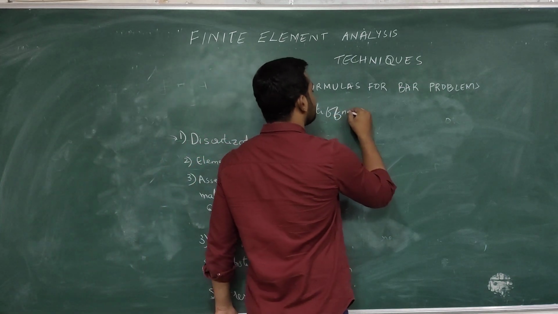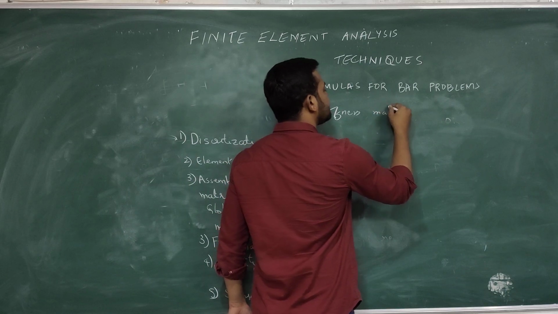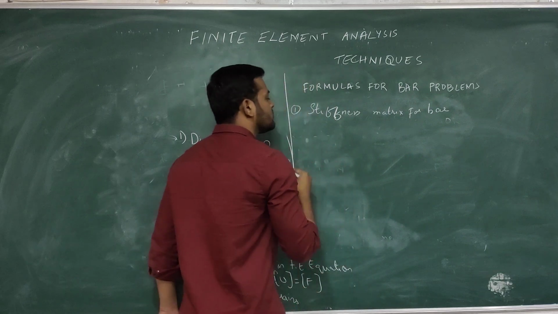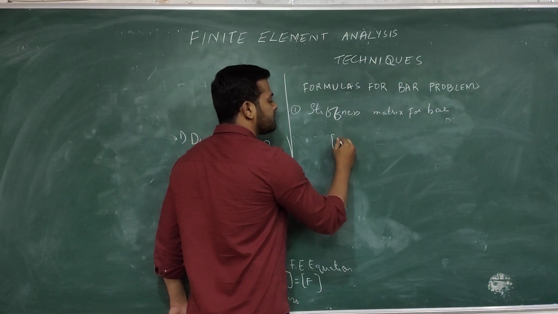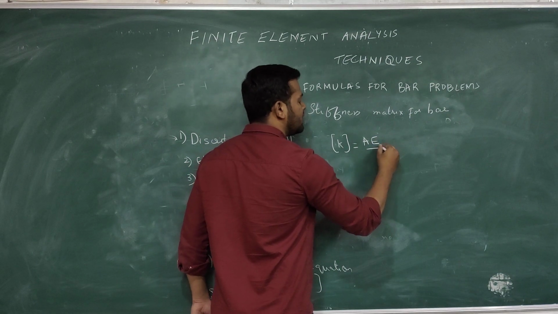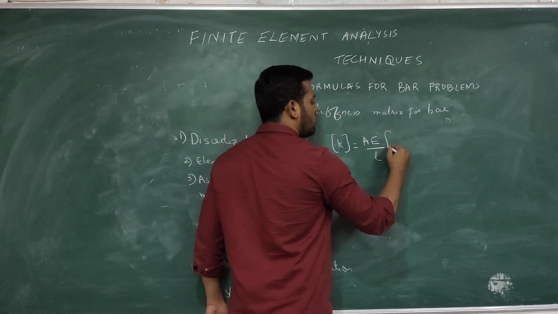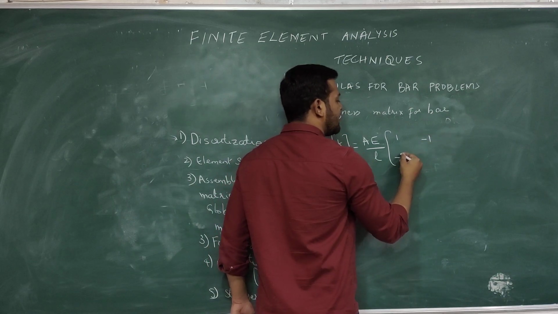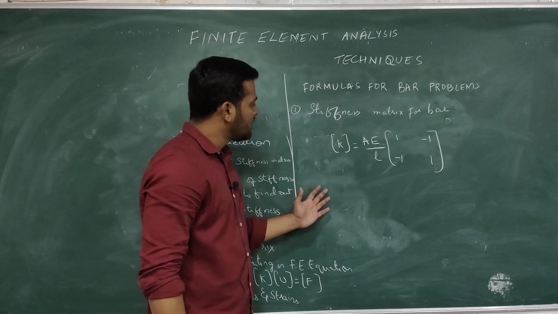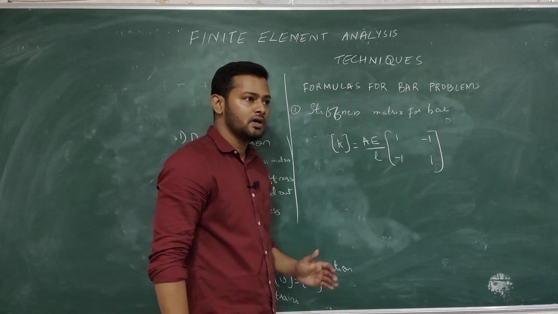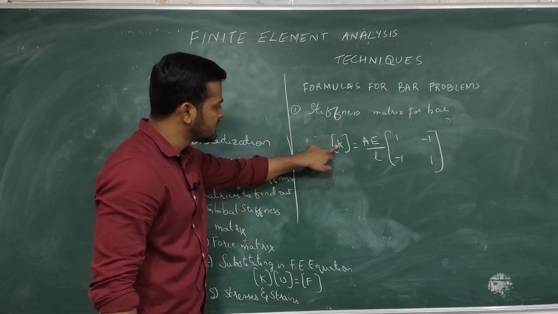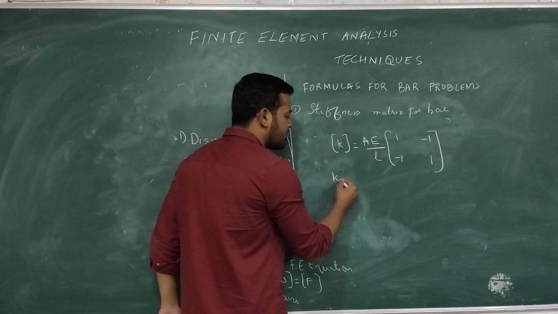So the stiffness matrix for a bar. Stiffness is denoted by K is equal to A into E by L, times the matrix [1, -1; -1, 1]. For now you remember it as a formula. I will be explaining why this formula is this way while we are solving problems. Okay, so K is called stiffness.